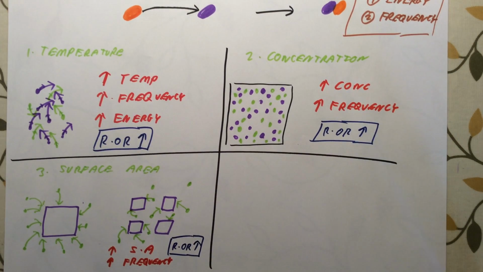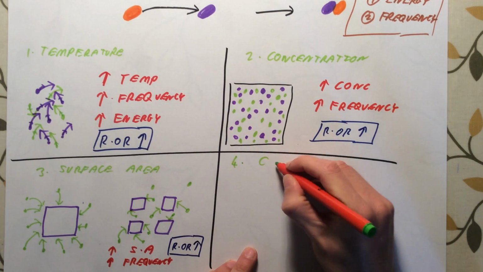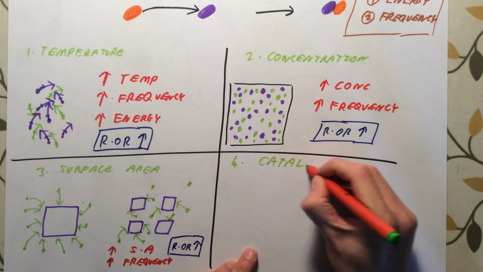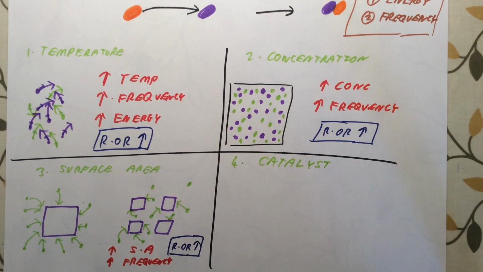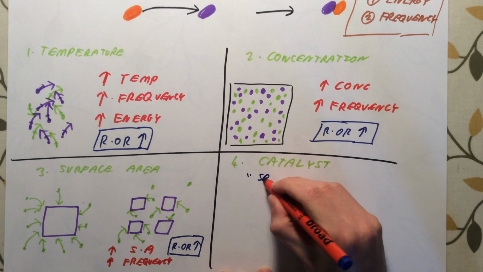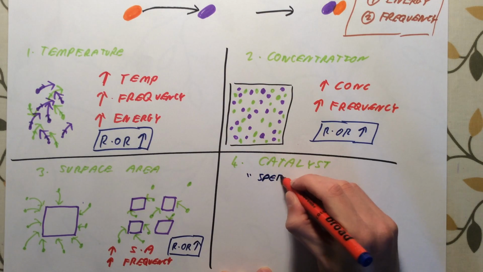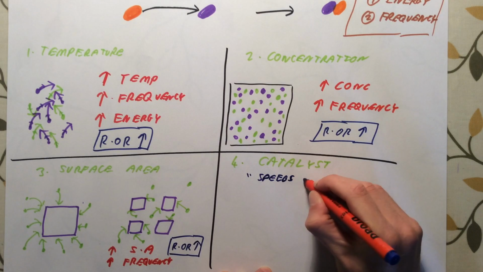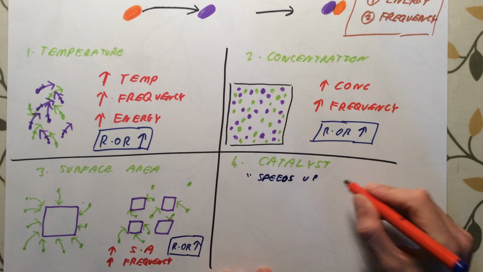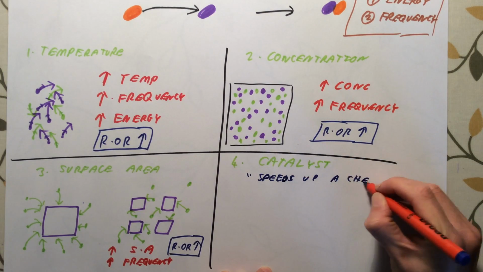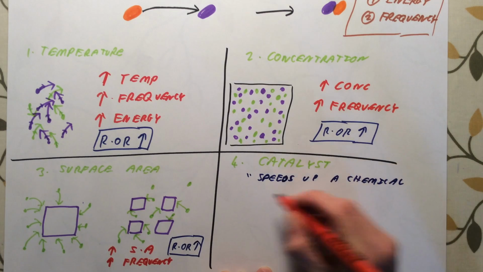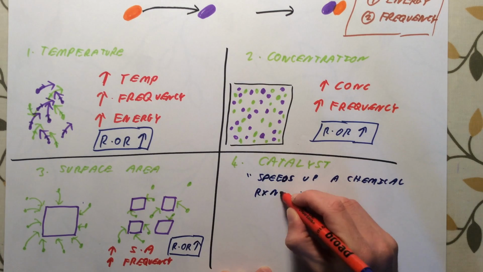Okay, the final one that we need to know about for our exam is the use of a catalyst. And you don't actually need to know in masses of detail how this affects the reaction. What you do need to know is that a catalyst is a substance that speeds up a chemical reaction without being used up.